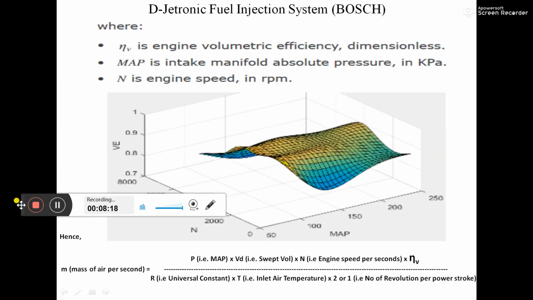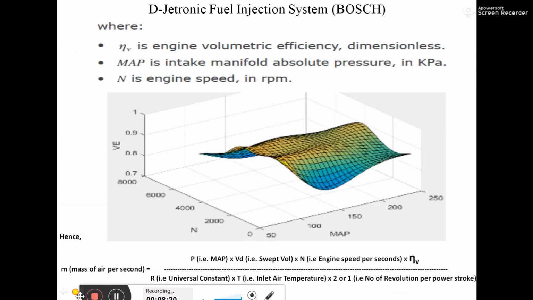Okay, so this is exactly how your engine map looks. This is the engine map through which we come to know your volumetric efficiency. Here V stands for the volumetric efficiency, N is nothing but the speed, and this is the MAP, or manifold absolute pressure.